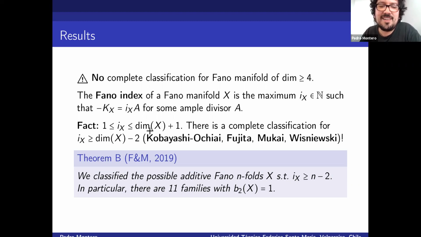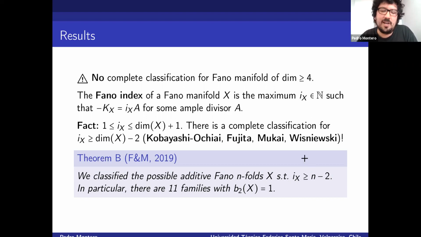And the yoga is that if this index is high enough, then you can say more. And actually, there is a complete classification if the index is greater or equal than the dimension of X minus 2, by several authors. Again, I'm sorry, this is not a very exhaustive list, but I will come back to this in a few minutes. If you want to use classification results, this is a very natural condition: to look at high index Fano manifolds. And that's what we did with Baohua Fu, and we classified all possible Fano manifolds with high index.